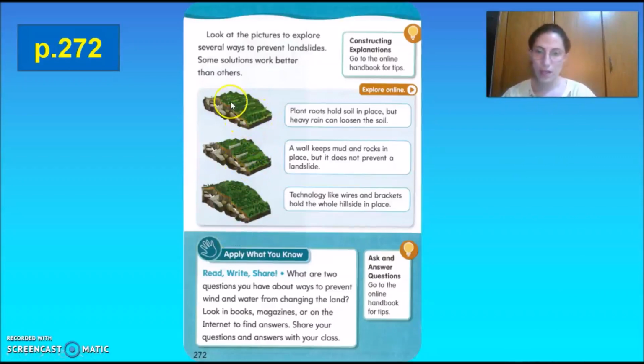So in the first, we could see a lot of plants. In the second, we could see that the people tried to build walls. In the third one, we could see that the people tried to use wires and brackets to hold the soil in its place. Let's check out.